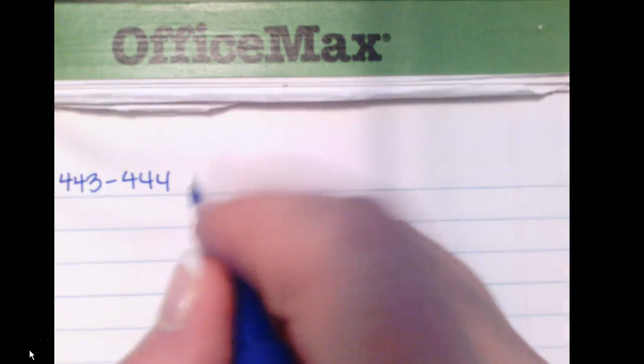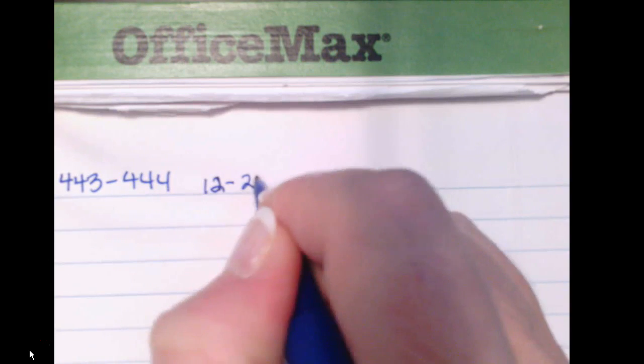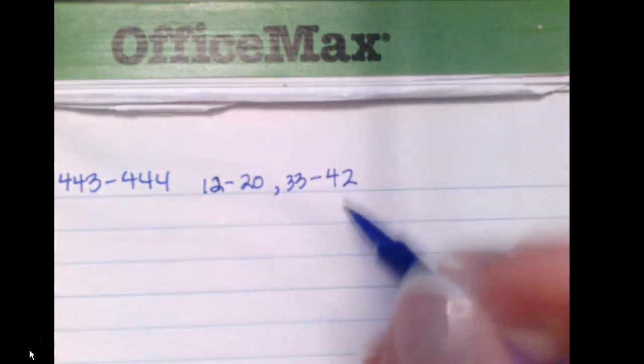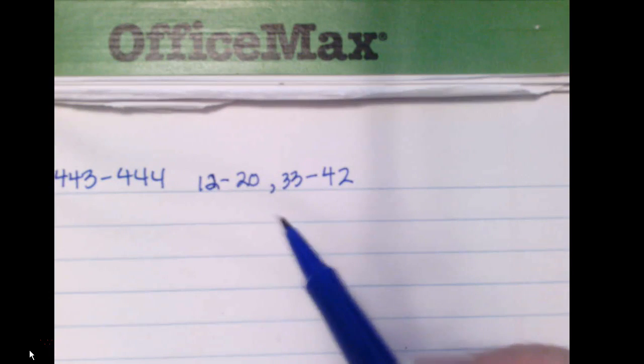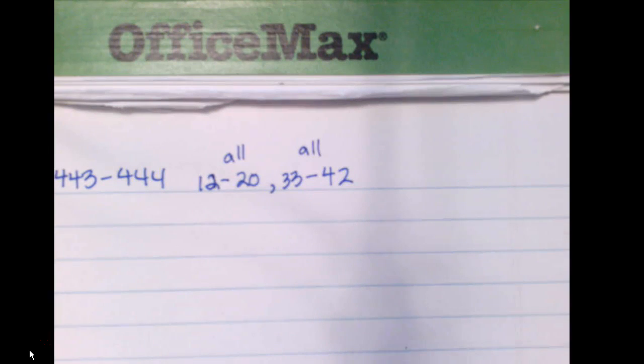Alright, this is your 7.5 homework, division properties of exponents. So remember, first thing you want to do is to write down the assignment. So we had page 443 to 444, 12 through 20, and 33 through 42. Notice neither one of these says odd, so we're going to do all the problems.